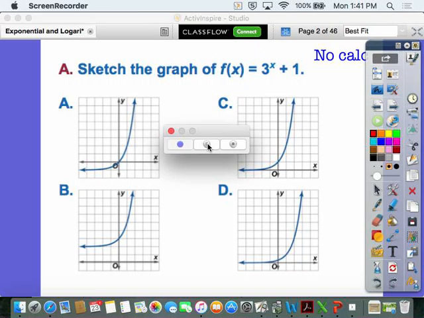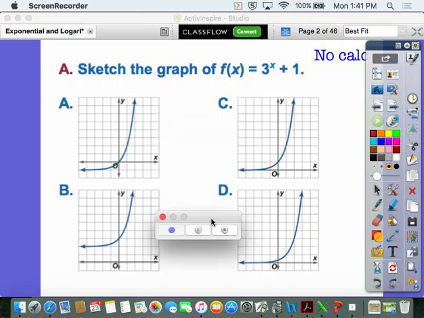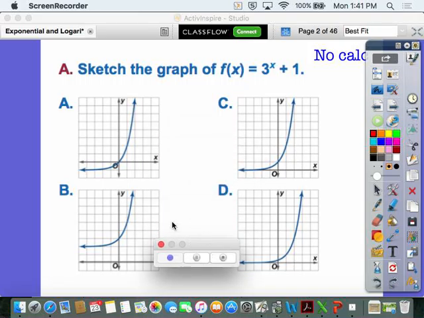Okay, so the first one is you're going to sketch the graph of f of x equals 3 to the x plus 1. All right, so hold up your whiteboards. What'd you get? Okay, now technically, you guys are all wrong, but that is the closest to the right answer, because none of these are actually the correct answers up here on the board. The one that I copied and pasted from didn't have any of them as the correct answer. But C would have been the closest.